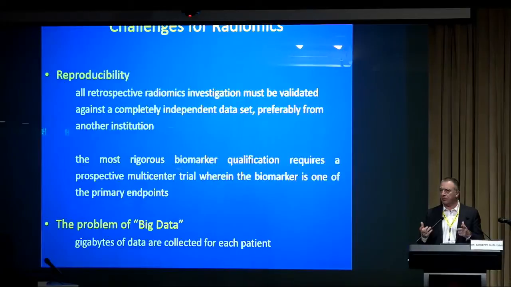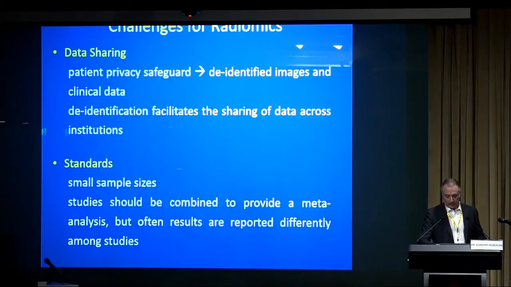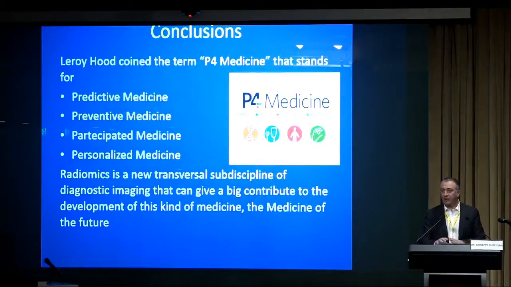And then we have the problem of big data, because for each patient, we should collect a lot of information. Another problem is patient privacy, because these data are transmitted from one center to the other, so it's necessary to cover the identity of the patient, and the study should be done in a very homogeneous manner. The final slide is that in conclusion, we like to call this P4 medicine.